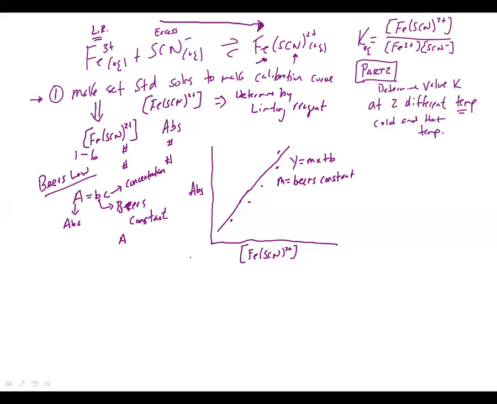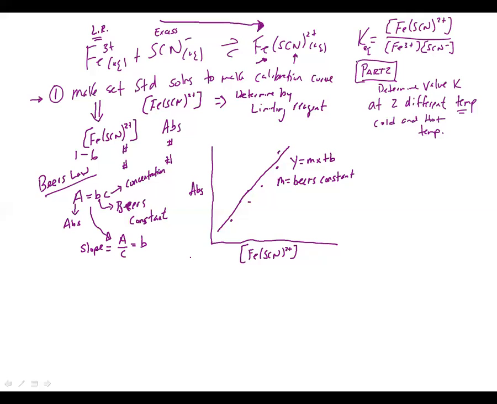Which is over concentration and goes here. So the whole purpose of this very first part of the experiment, when we're doing part 2 here, trying to figure out the equilibrium constant value, is to make a Beer's plot. And the whole purpose is really just to get the slope, to get the Beer's constant.